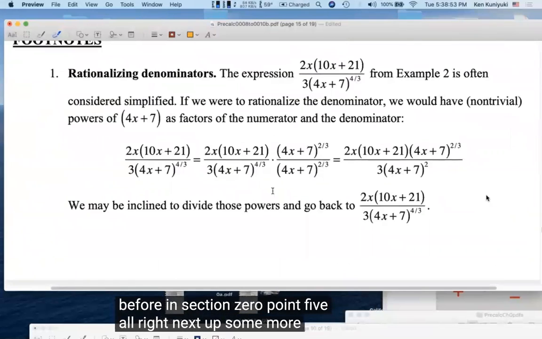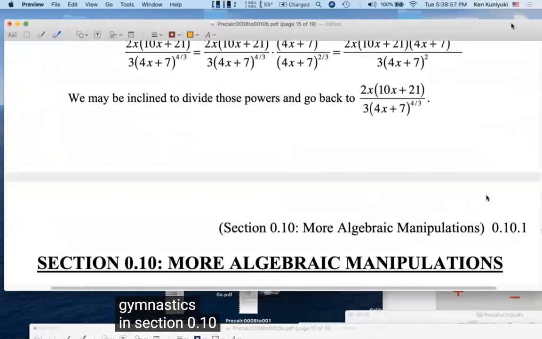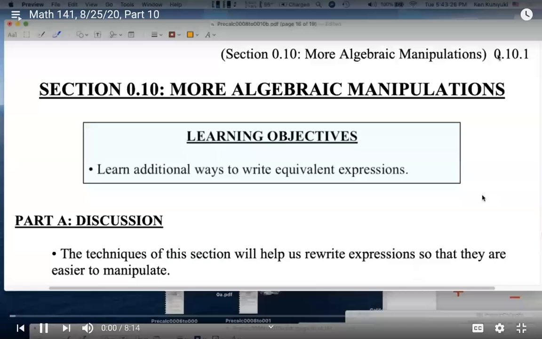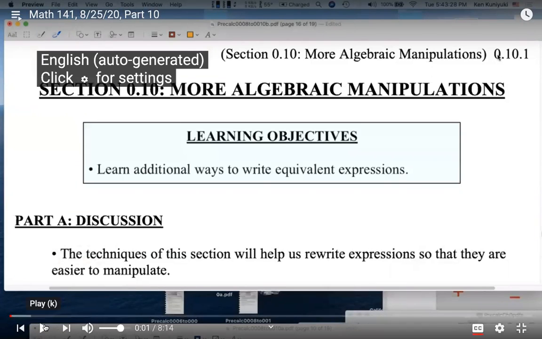All right, next up, some more gymnastics in section 0.10. Questions about the rationalizing stuff? Let's go on. Last part.